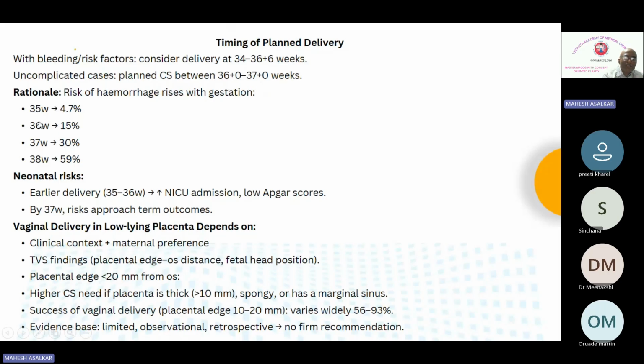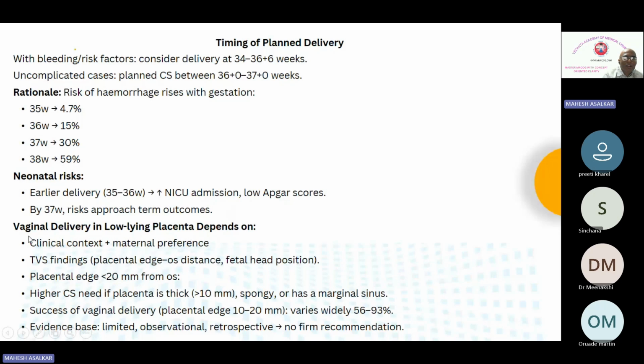So at around 35 weeks of gestation, near about 5% or 4.7% chance of hemorrhage is there. After 1 week, it will be triple, that is 15%. Then it doubles every week. So at 35 weeks, you remember 5%. Then at 36 weeks, it will become 15%. Then at 37, it will become 30%. And it will further double, that is 59 or 60%, at around 38 weeks of gestation. Okay, this has not been asked. The neonatal risks of earlier delivery: increased NICU admission, low Apgar scores, etc.